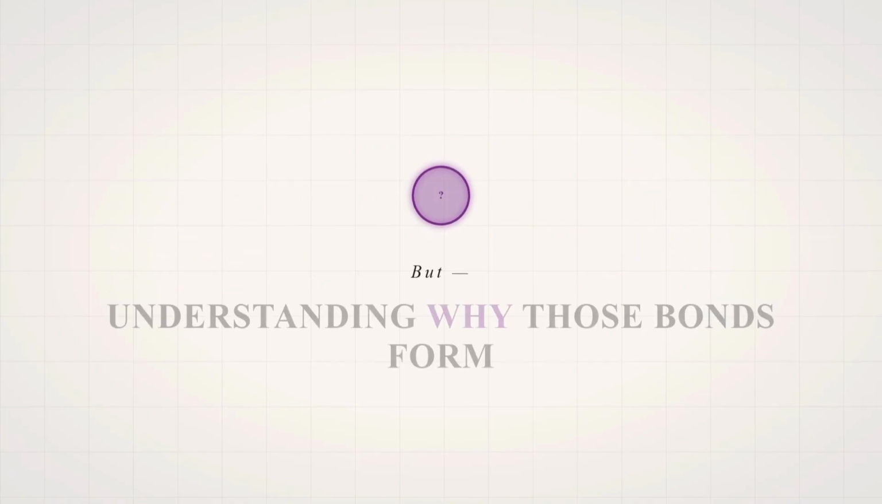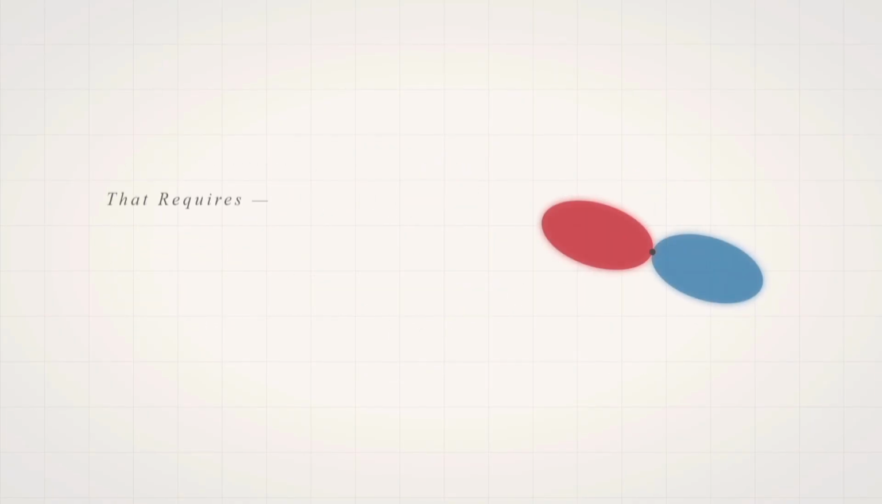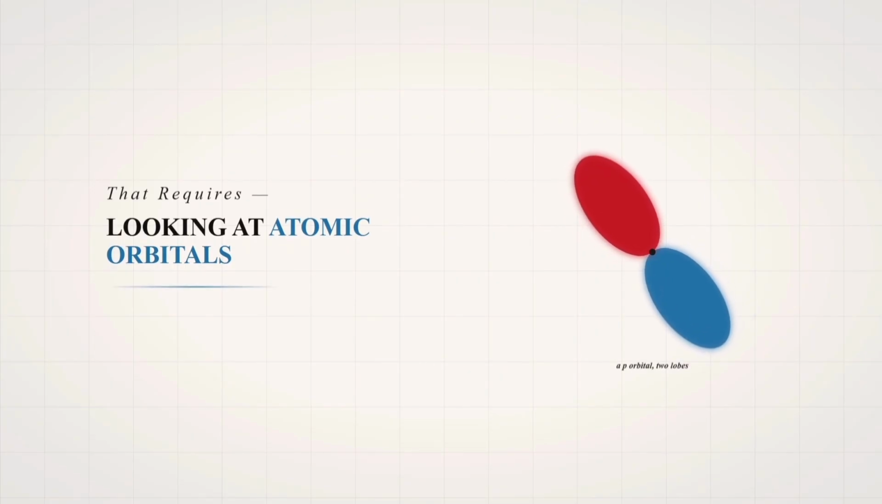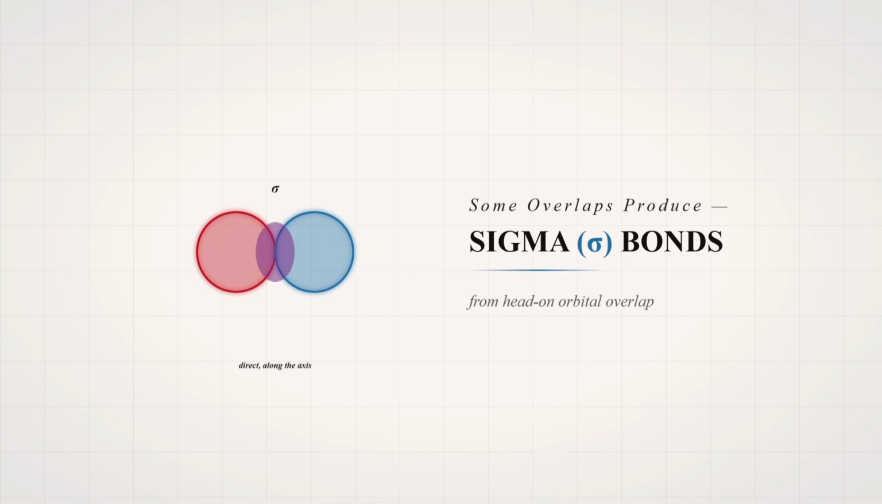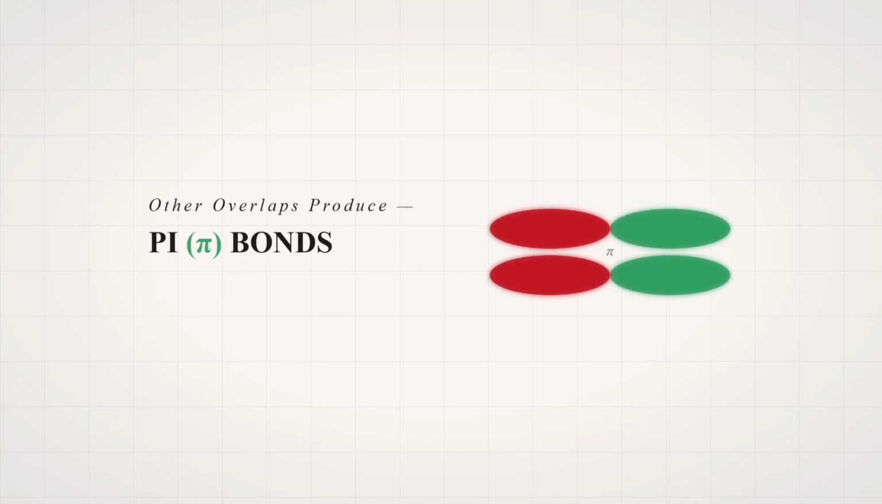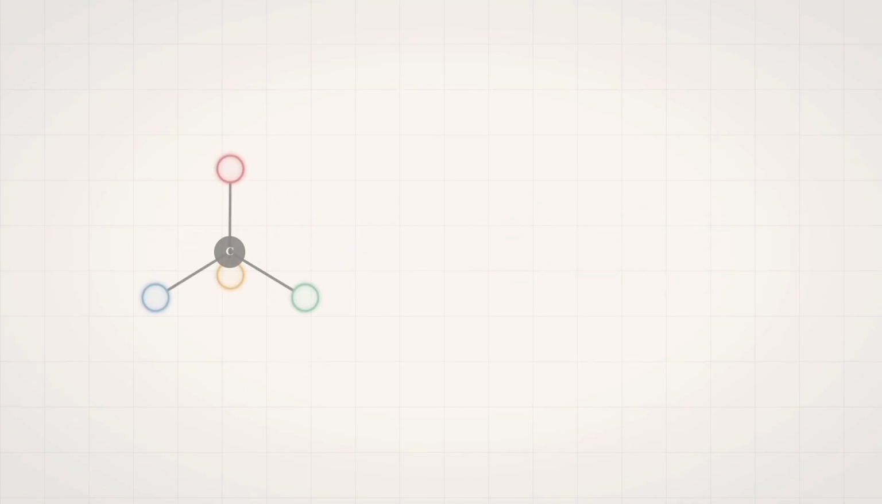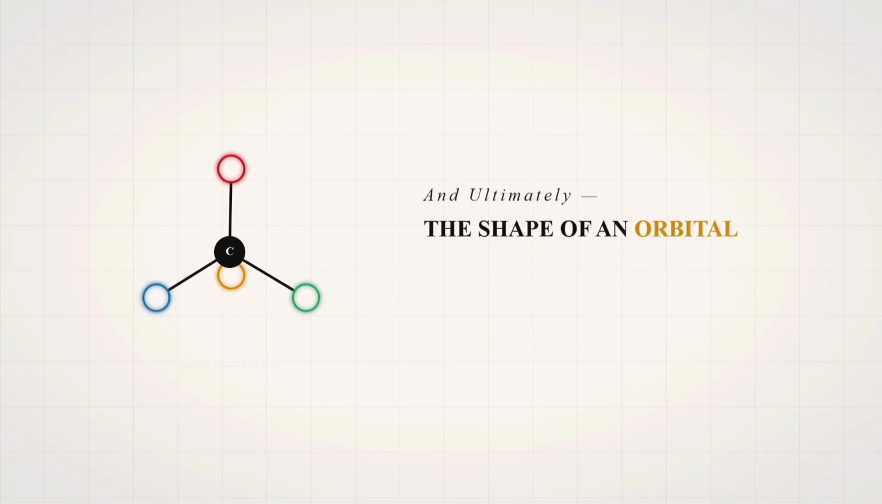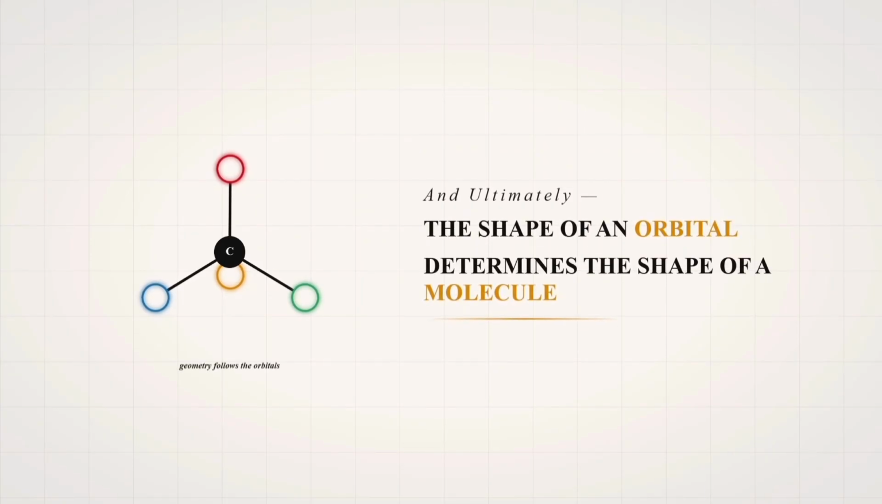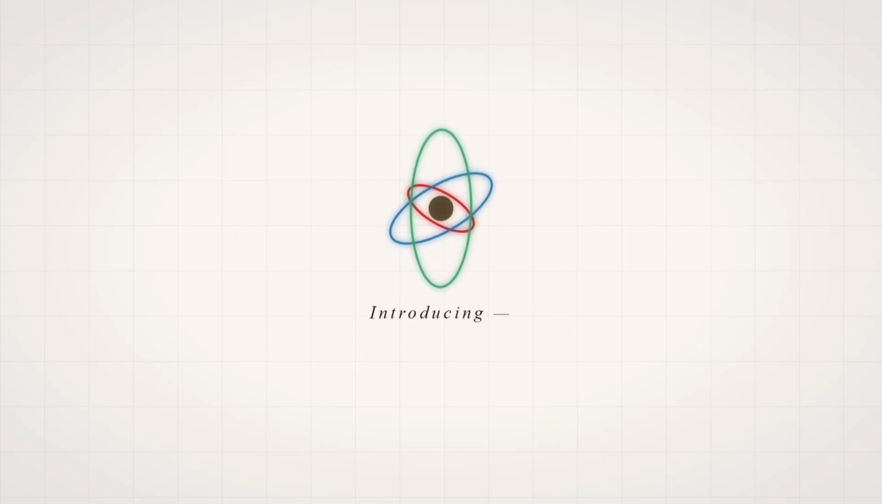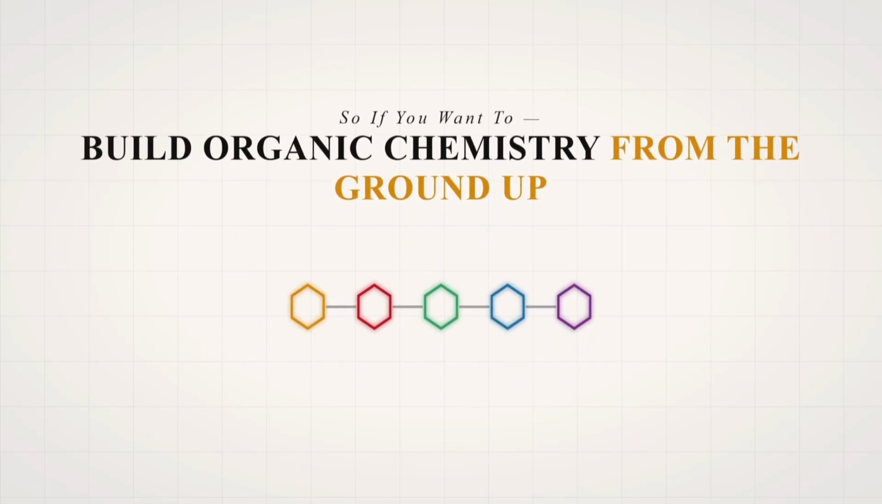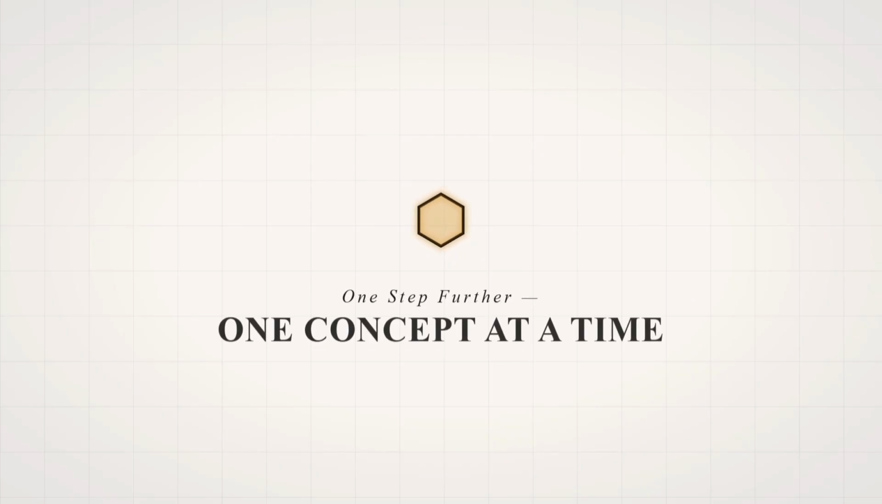But understanding why those bonds form requires us to look at the behavior of atomic orbitals. How do orbitals overlap? Why do some overlaps produce sigma bonds? Why can other overlaps produce pi bonds? And how does the shape of an orbital determine the shape of an entire molecule? That's where our next topic begins. Valence bond theory.